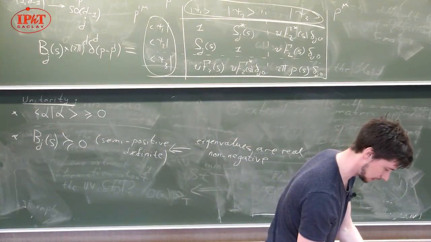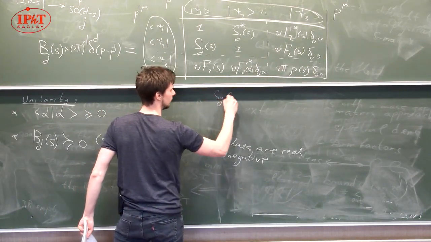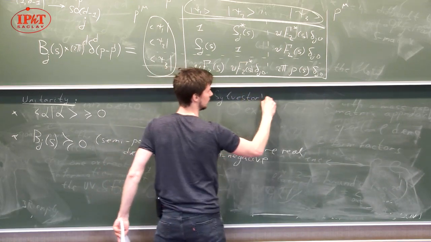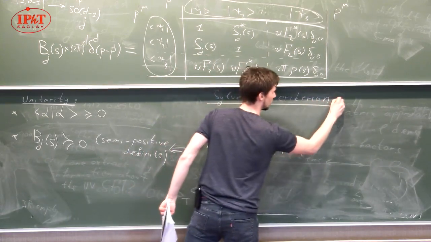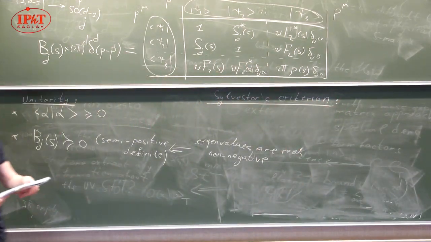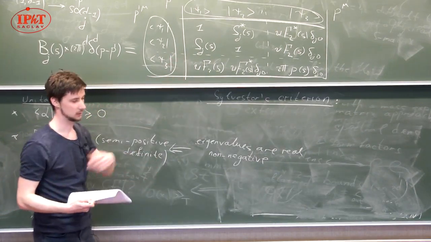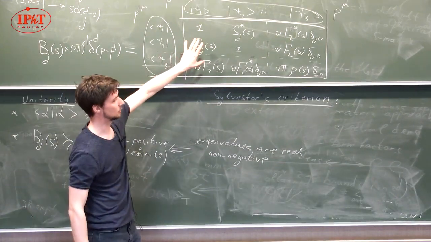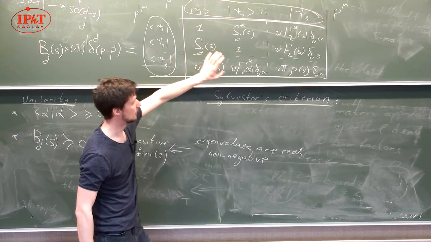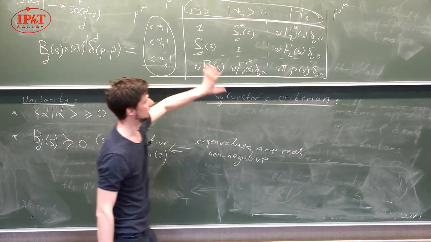Okay, let's zoom in on this. There's a so-called Sylvester's Criterion, which gives you a useful condition in practice to determine if the matrix is semi-positive definite or not. Basically, you have to look at all the principal minors of this matrix, and they should be positive. So let's look at them.